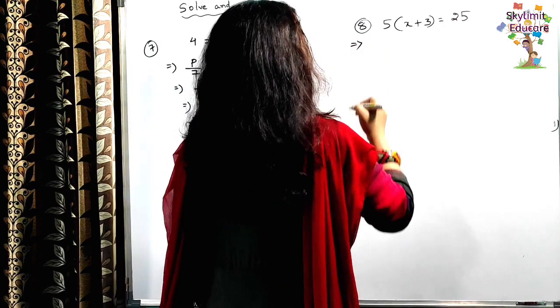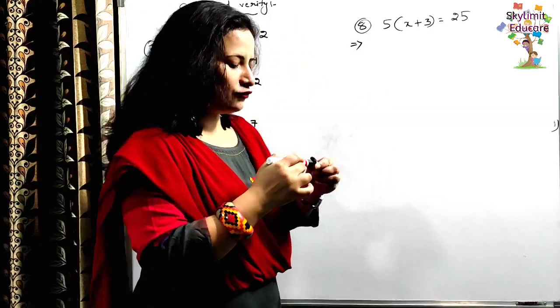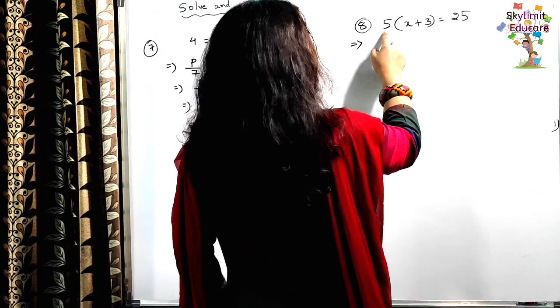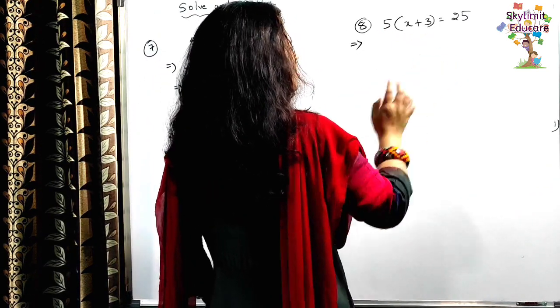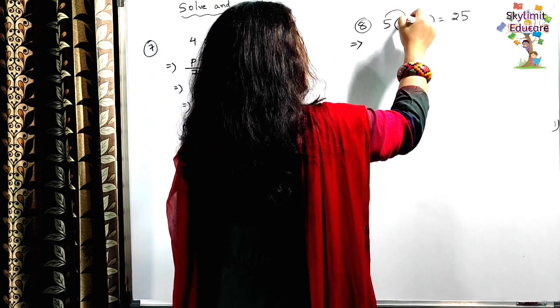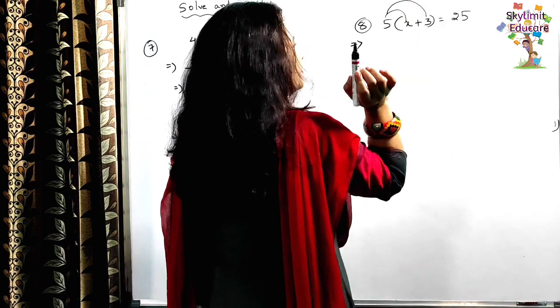Now you have to go back to algebra, right? You have read how to find the product of algebraic expressions, right? So you can see here a monomial 5 multiplied to a binomial x plus 3. So turn by turn you are going to multiply. That means what? First 5 will be multiplied to x, then 5 will be multiplied to 3, right?